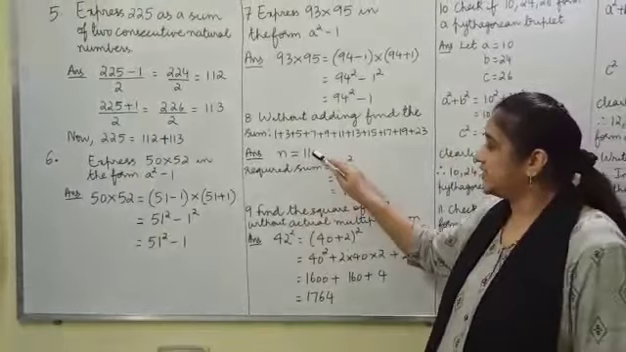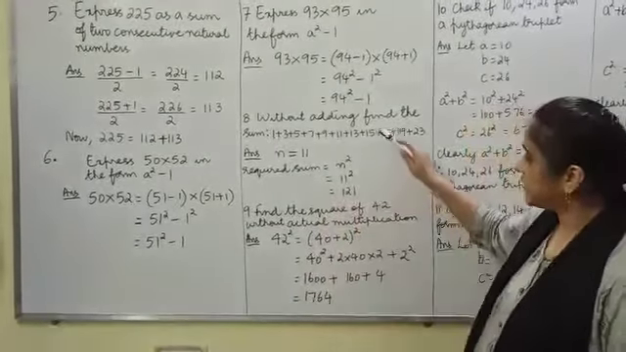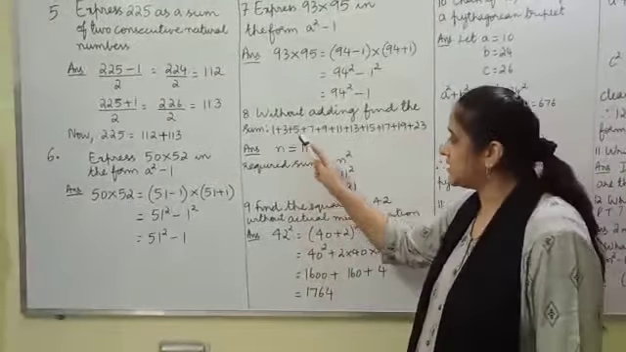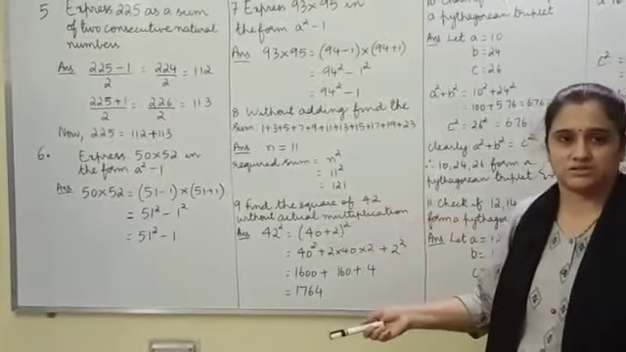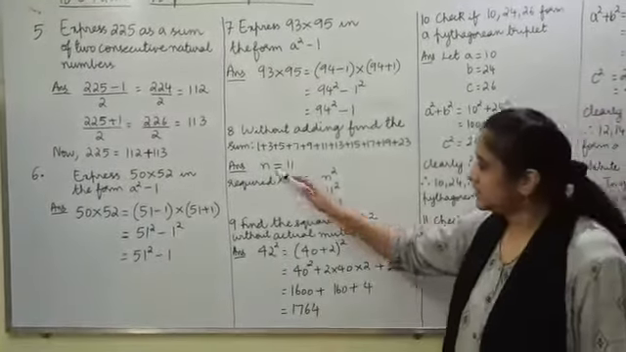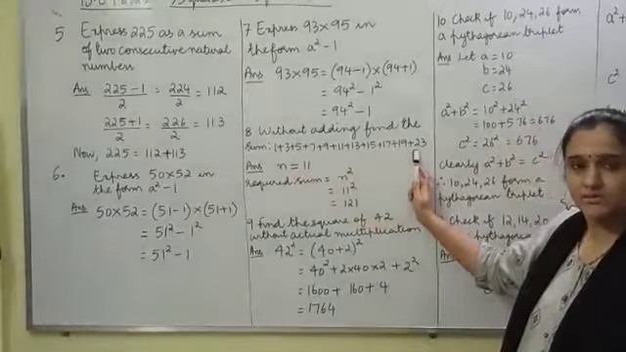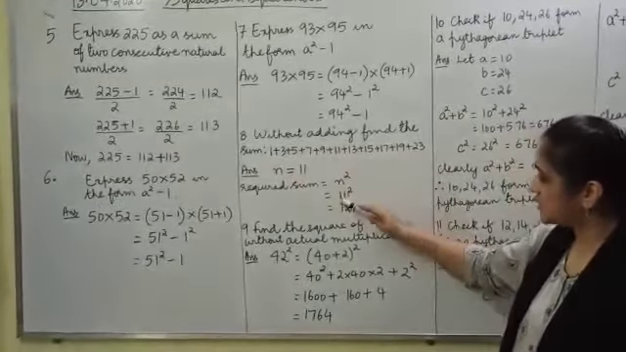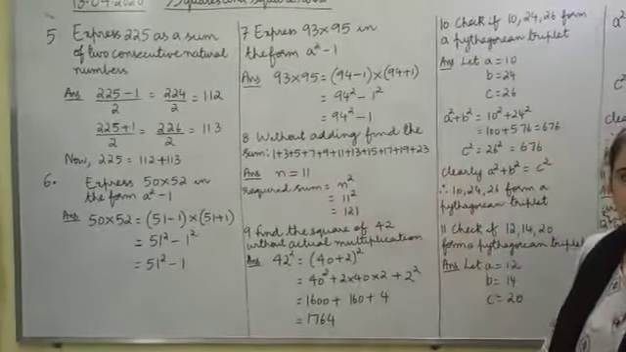So let n be 11. Now the required sum will be n square, that is 11 square, which is 121. You try to find the sum of all these, the answer will be 121, which can be found without the actual addition. We did not add. We used a formula here. We said let n be 11 because these are the first 11 odd numbers. Square it, n square will give you the answer. So 11 square is 121. The sum of all these numbers is 121.